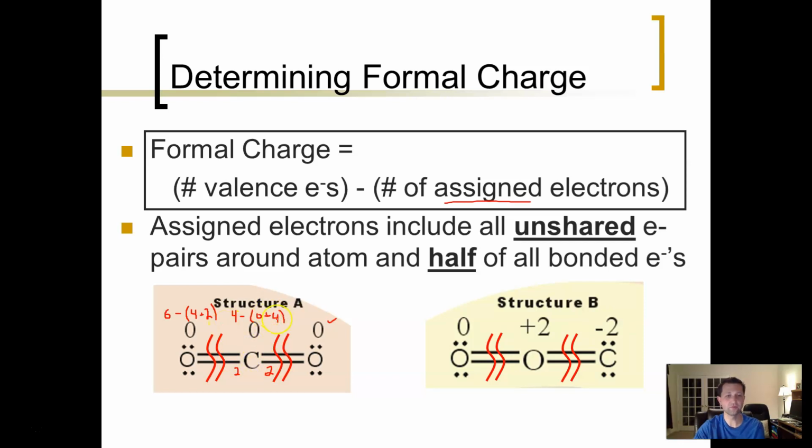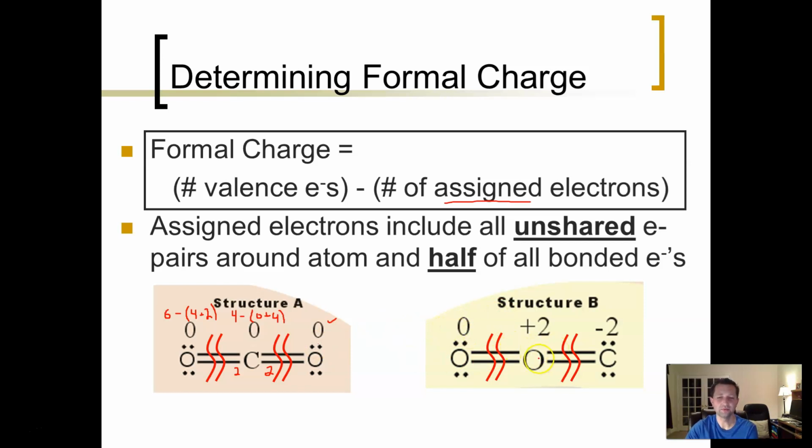Okay, 4 minus 4 is 0. So the formal charge on carbon here is 0. All right. Over here on the right, we're going to look at this other Lewis structure, structure B. So oxygen on the left is the same as the ones over here on structure A. So formal charge is 0. I'm not going to recalculate that.